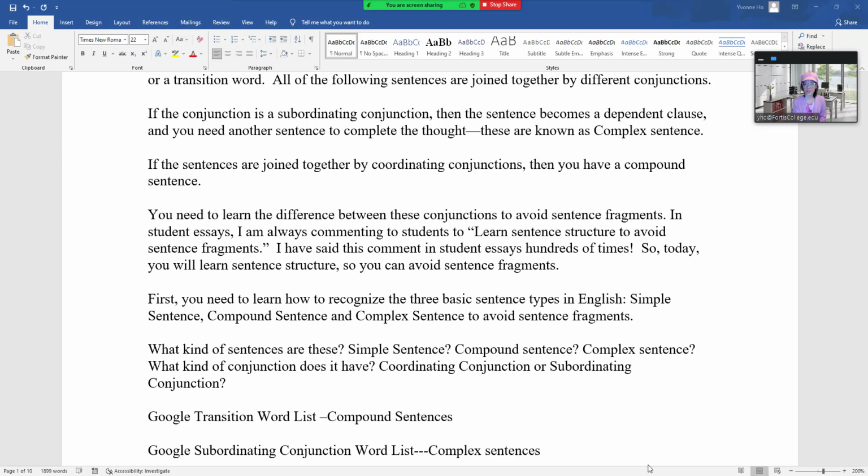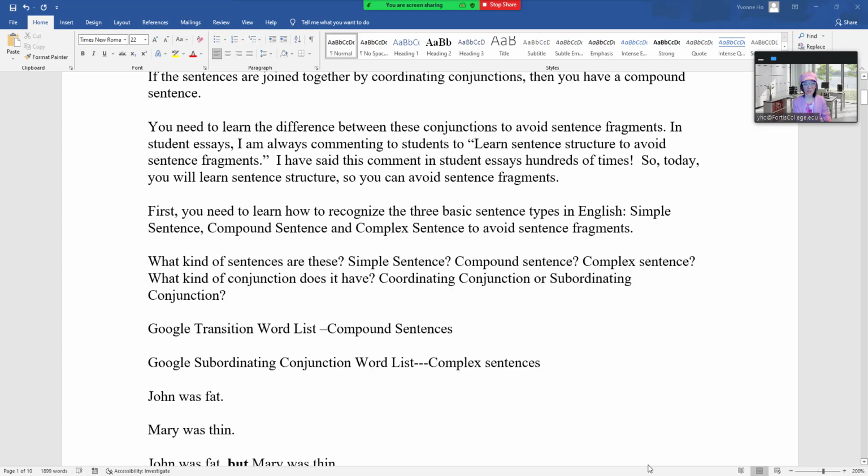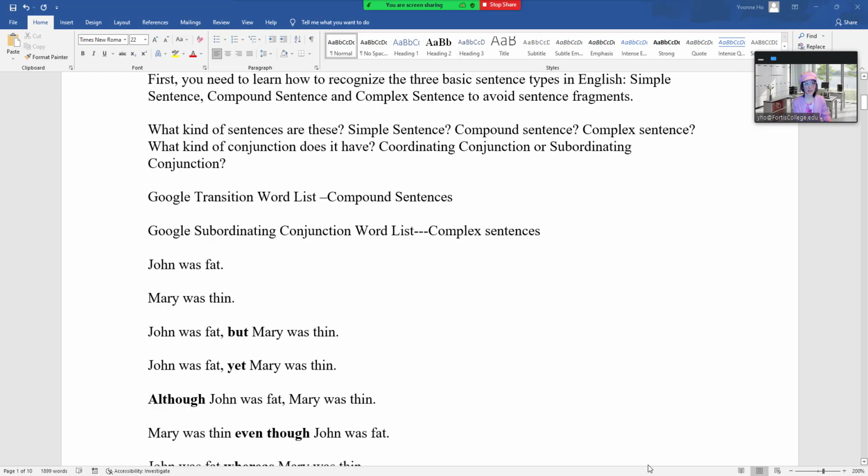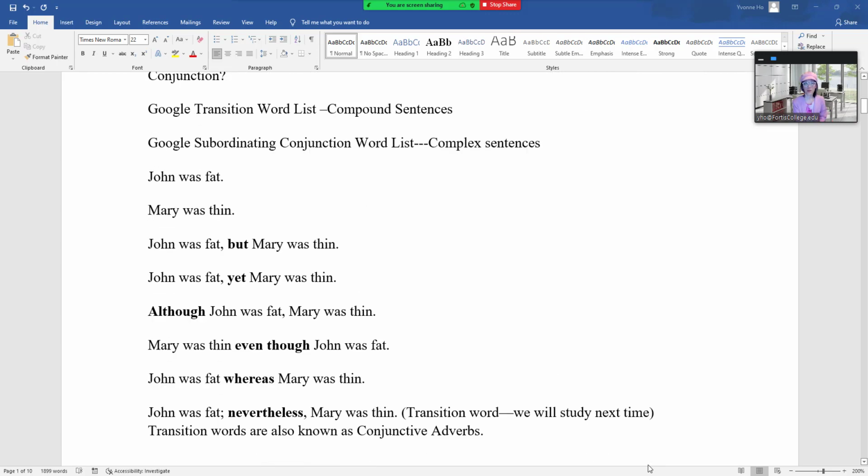What kind of sentences are the following sentences? Are they simple sentences, compound sentences, complex sentences? What kind of conjunction does it have? A coordinating conjunction or a subordinating conjunction? Google yourself two different kinds of word list. Google yourself a transition word list for your compound sentences, and Google yourself a subordinating conjunction word list for your complex sentences. So here's the fun exercise.